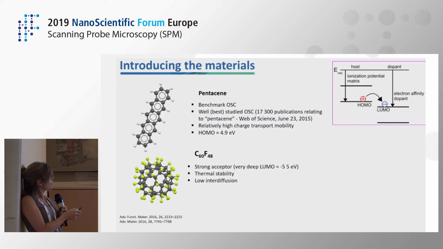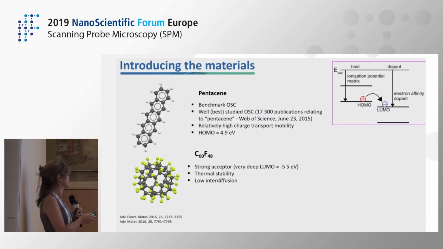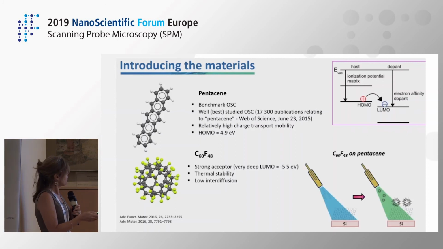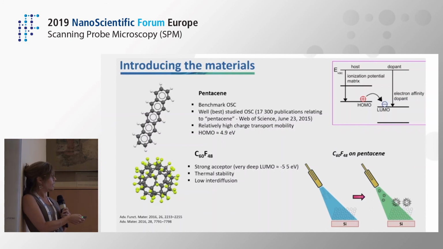And in this first example, we will focus on pentacene as a benchmark organic semiconductor. Probably you know this is one of the best studied organic semiconductors, with a relatively high charge transport mobility and with a HOMO that is about 4.9. So we expect charge transfer for this combination of materials. Since we are interested in the interface, we are working with a very thin layer of pentacene of just a few molecular layers, and the molecular dopant is evaporated on top.